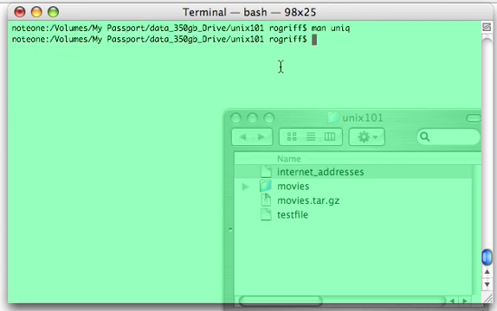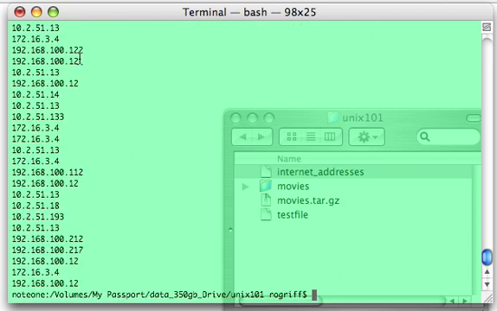Let's look at this file, internet address. We see there are many repeated addresses. 112 is repeated many times, and these two are repeated, and so on.